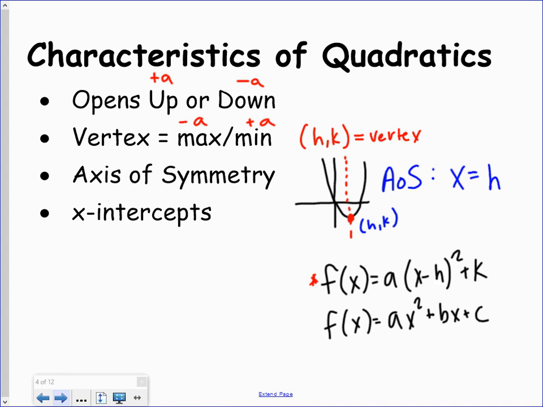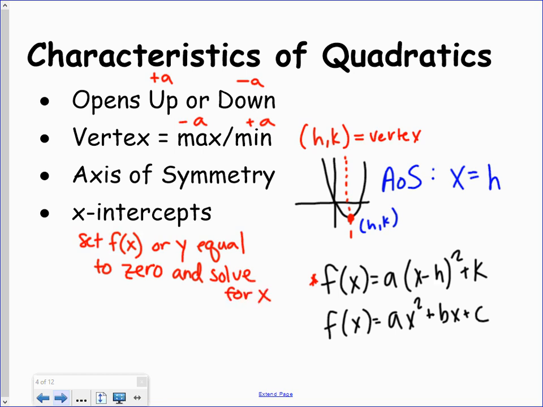Can anybody tell us how you would find the x-intercepts of a quadratic? Abby, you can factor. Okay, one way is to factor. What are you doing before you factor? Setting the equation equal to 0, right? In the definition of an x-intercept, we should say set f of x, or you could think about that as y, equal to 0, and solve for x.